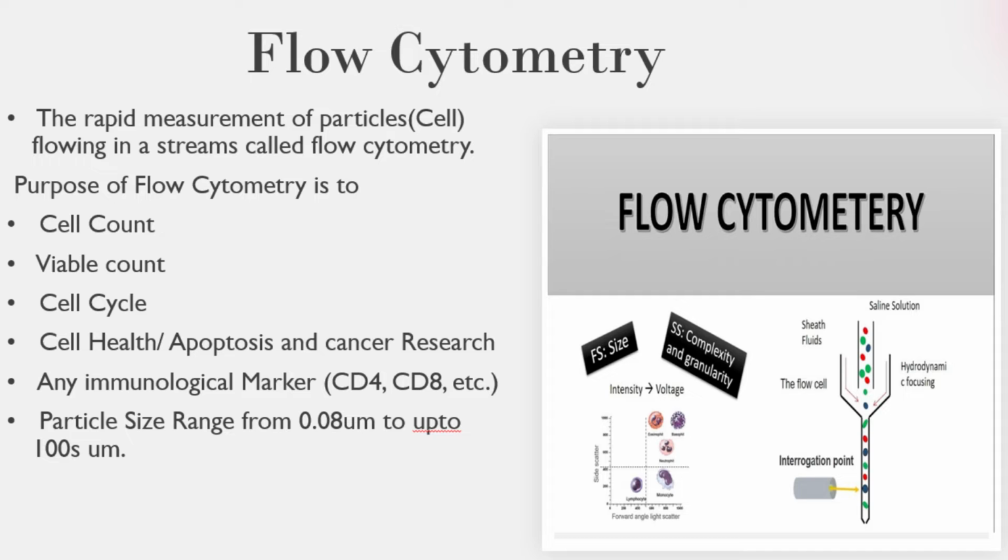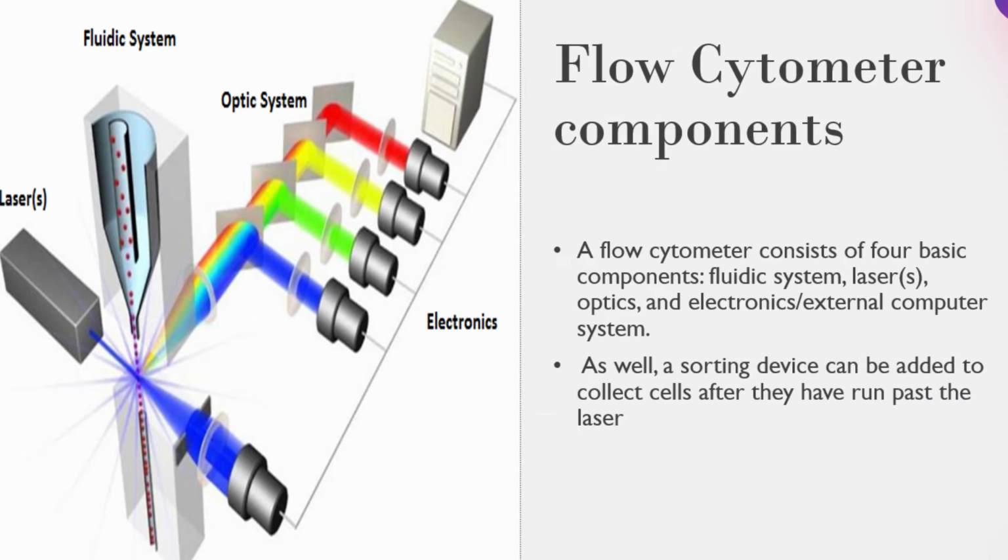This is a diagram of flow cytometry which describes how the flow cytometry works. Flow cytometer components. A flow cytometer is basically composed of four basic components. Number 1, fluidic system. Number 2, laser. Number 3, optics. And number 4, electronic or external computer system. A storage device can be added to collect cells after they have run past the laser. Here is a diagram of flow cytometry components which gives us a brief description.